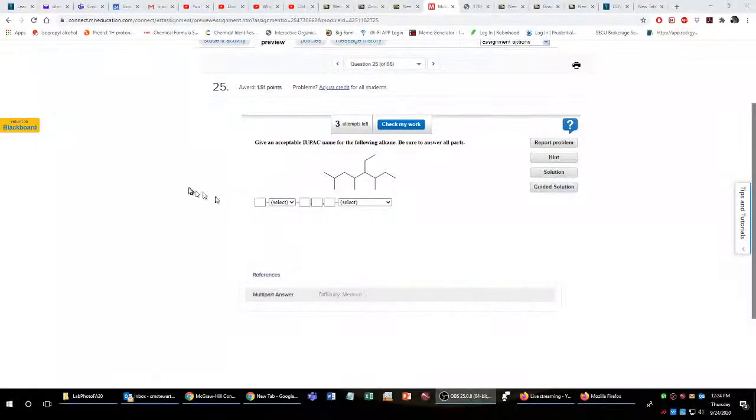So switch to the desktop. Give the IUPAC name for the following compound below. Be sure to enable all the parts.